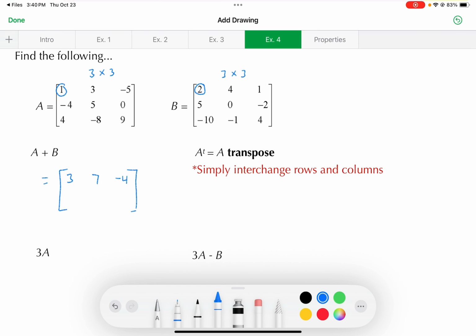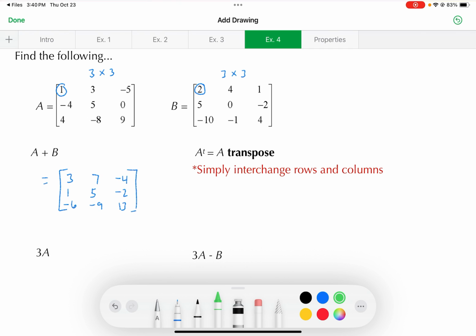Now add the second row elements together. Negative 4 plus 5 is 1. 5 plus 0 is 5. 0 plus negative 2 is negative 2. And now add the third row elements together. 4 added with negative 10 is negative 6. Negative 8 added with negative 1 is negative 9. And 9 added with 4 is 13.